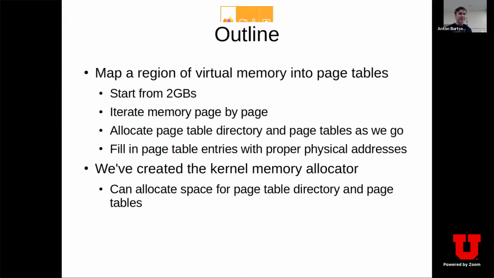Four regions, right? And our outline starts like this. We're going to map a region of virtual memory starting from the 2nd gigabyte. And we're going to iterate over it page by page in increments of 4 kilobytes, right? But first, we'll allocate the page table directory. And we will be allocating leaves in the page table as we need them, right?